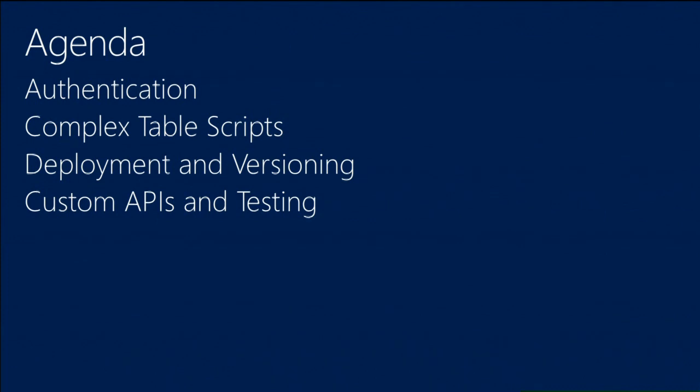So I'm going to talk about some authentication stuff. I'm going to talk about how complex scripts can be, both in tables and custom APIs. I'm going to talk about how you can deploy to Windows Azure mobile services and handle source control and versioning. So what if you have different kind of versions of your clients and you need one backend? So how can you handle that? I'm going to talk some about, already told that, custom API, a new feature that's only been available a couple of days. But first things first.